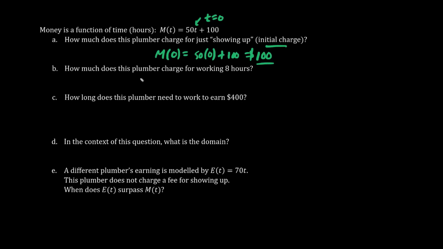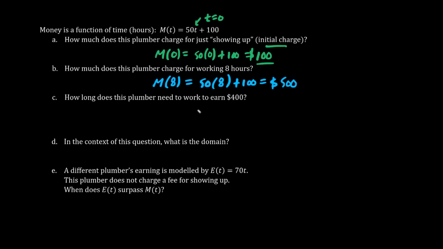How much does this plumber charge for working 8 hours? So money is a function of time, and working 8 hours, we have 50t, which is 8, plus 100. 8 times 5 is 40. We add a 0. 400 plus 100 is $500.